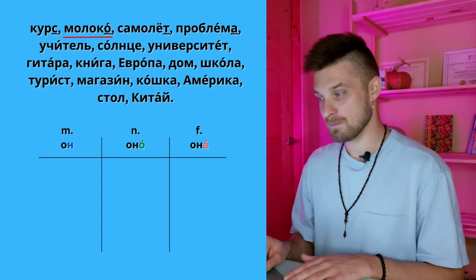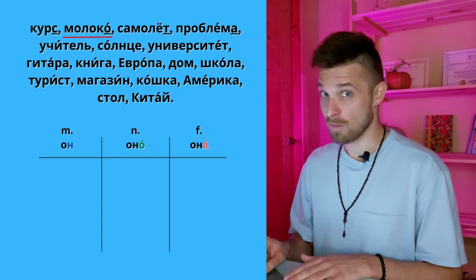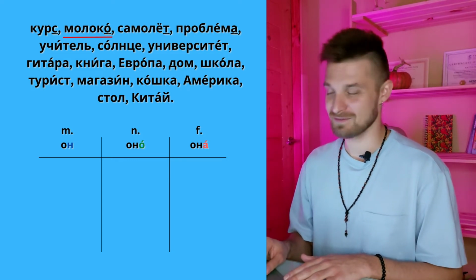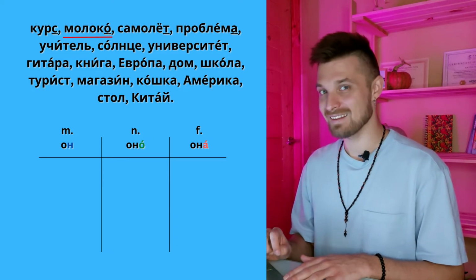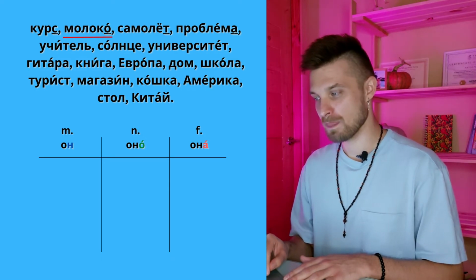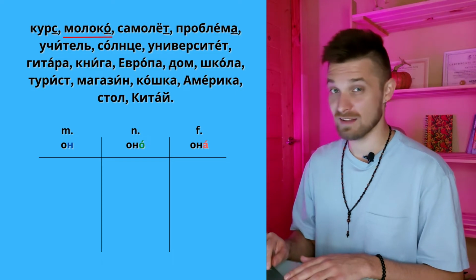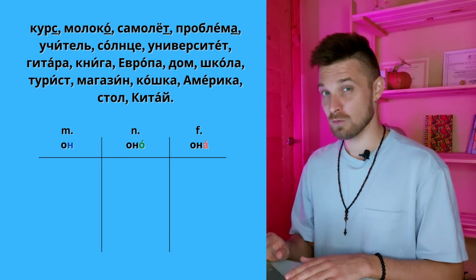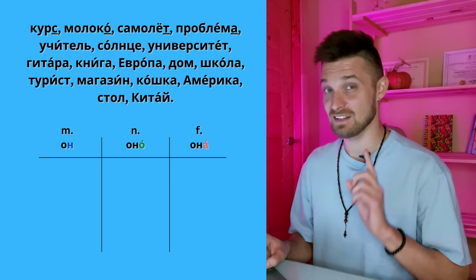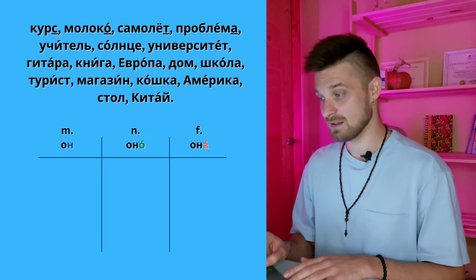The next one, молоко. By the way, курс means course. Молоко ends with o. Which gender is молоко? Right, it's neuter. It's neuter.